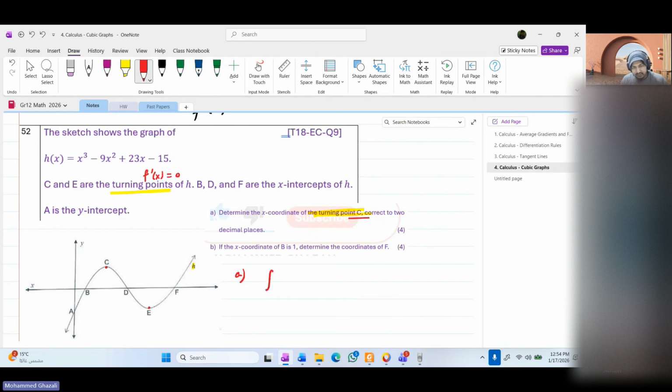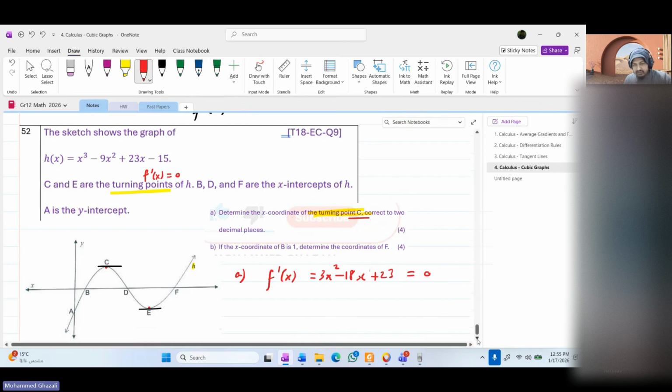So we need to find f prime x, the derivative, because C and E are the 2 stationary points. So we have a stationary point here, right? At C and E, those are stationary points. So we know that the derivative must be equal to 0. What is the derivative? 3 times 1 is 3. So we have 3x squared. 2 times minus 9 is minus 18x plus 23, right? Because 23 times 1 is 23. And the derivative of constant is 0.